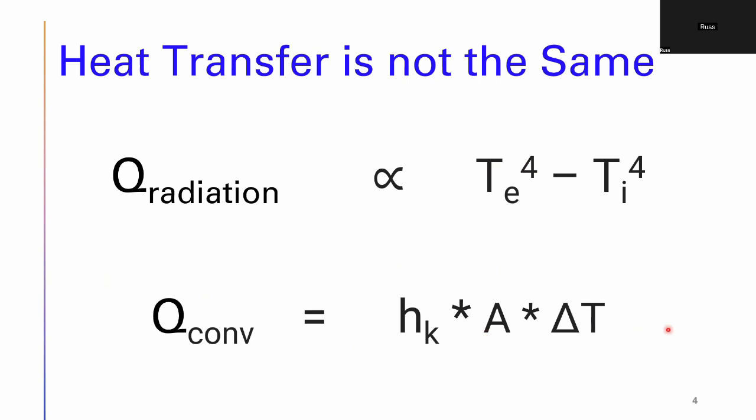And I want to contrast that with convective energy, because I'll use this equation briefly, but understand that the relationship for convective energy is just your temperature, your difference in temperature. It's linear. It's not raised to the fourth power.